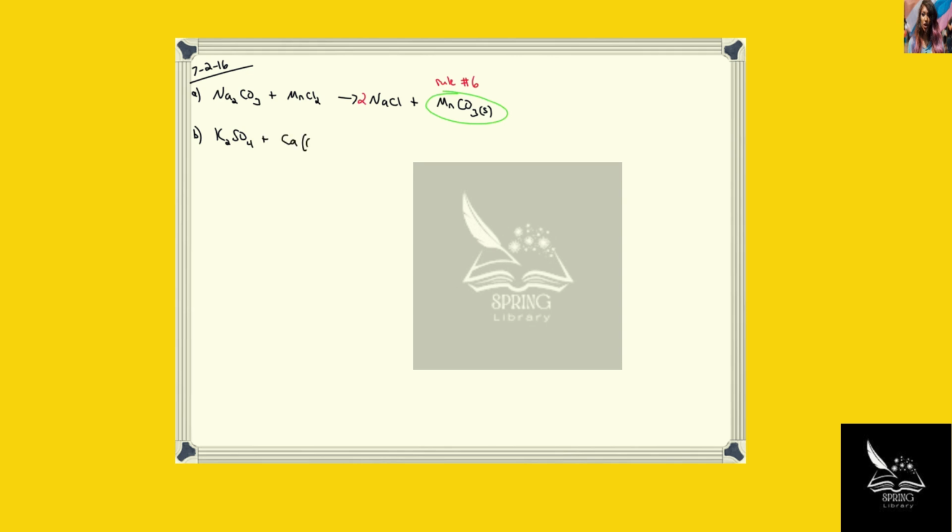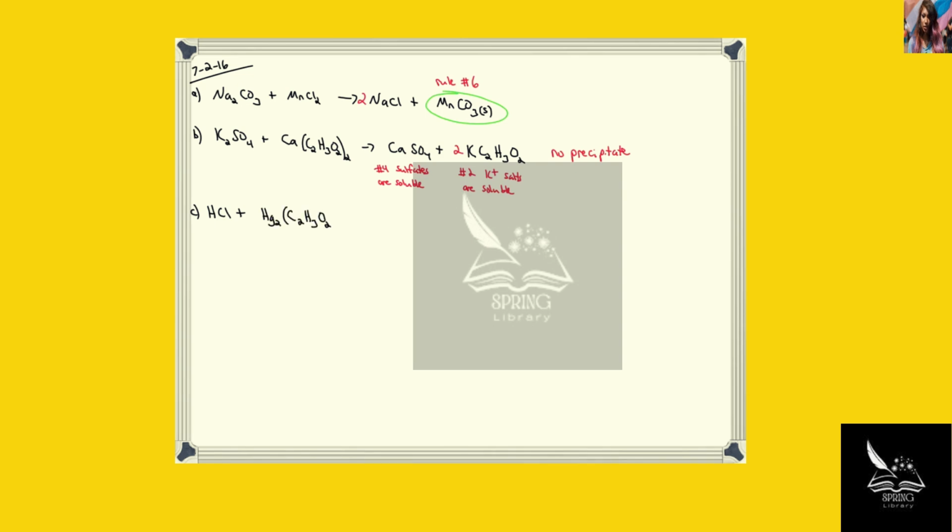For the next one, if we have potassium sulfate with calcium acetate, we'll get calcium sulfate and potassium acetate. Balance it, we'll put a 2 there. No precipitate forms because, according to rule number 4, sulfates are going to be soluble, except with a few exceptions. And according to rule number 2, potassium salts are going to be soluble, so no precipitate forms here.